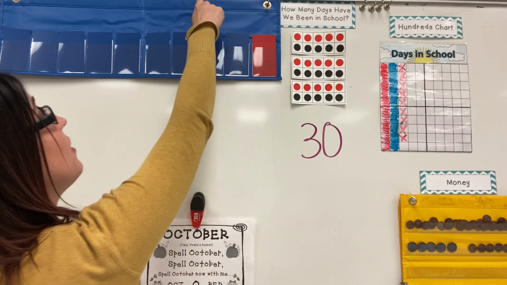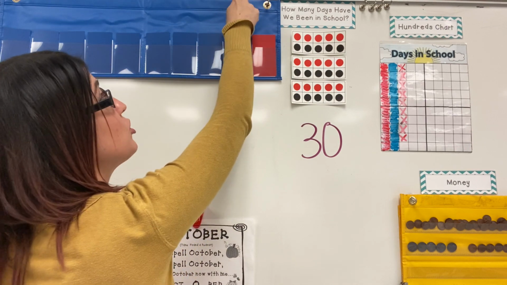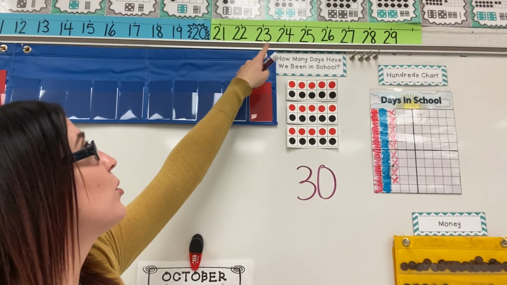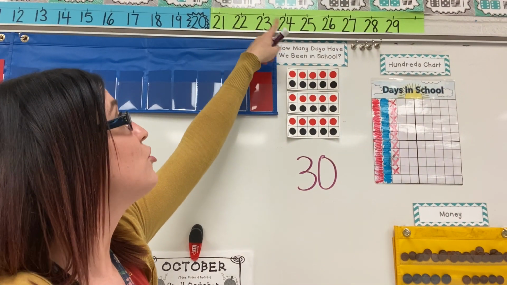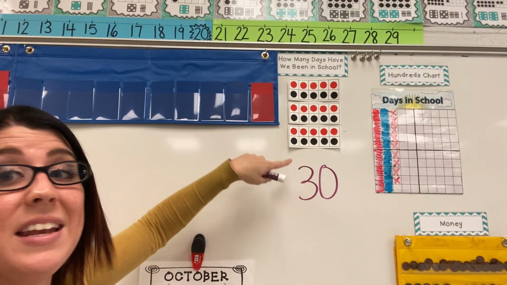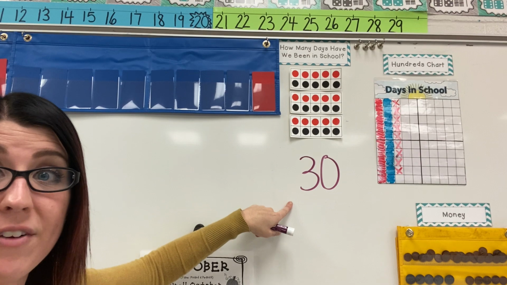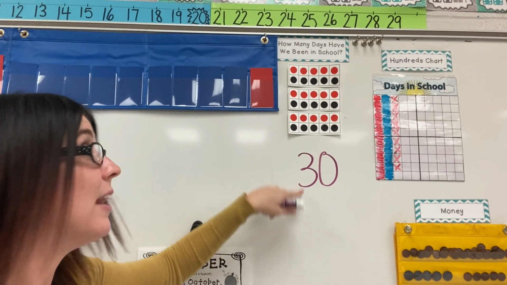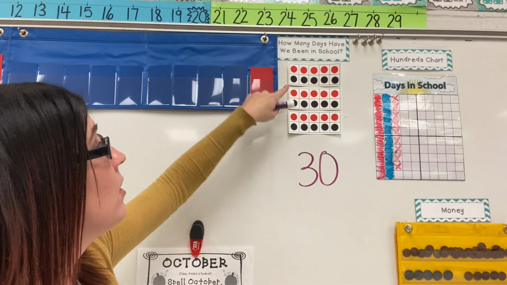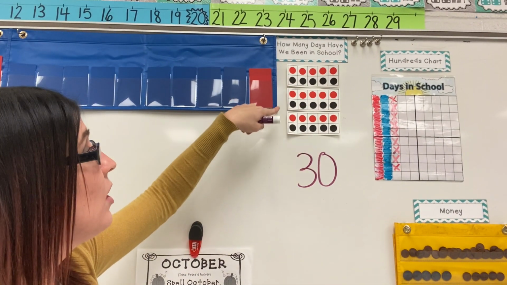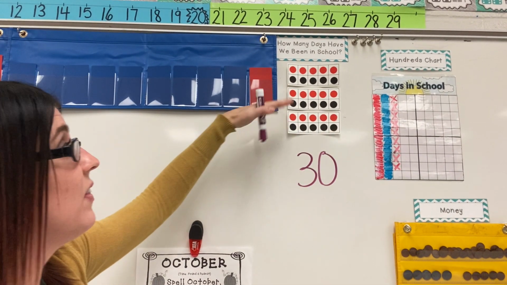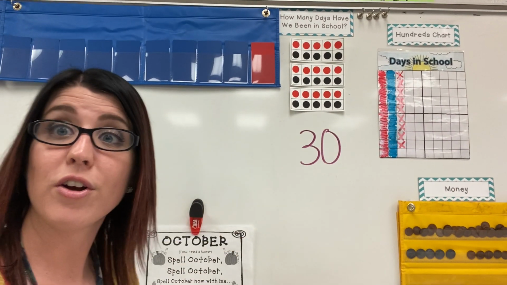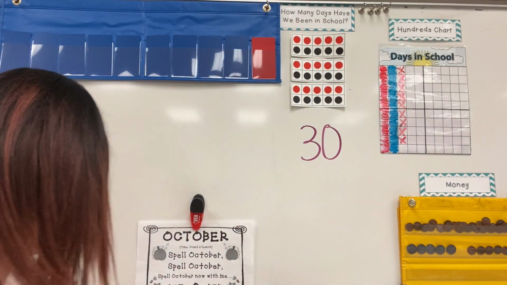So we have been in the 20s where all of the numbers started with a 2 because they had, oops, you couldn't even see that. We've been in the 20s where every number has started with 2 because they've had 2 full 10 frames. But now we have 3 full 10 frames, so we're starting with a 3. 3 groups of 10. 1 group of 10, 2 groups of 10, 3 groups of 10. That's 30 dots. 10, 20, 30. 30 dots. You've been in school for 30 days.